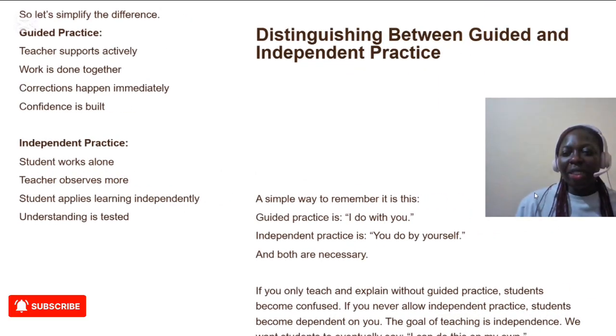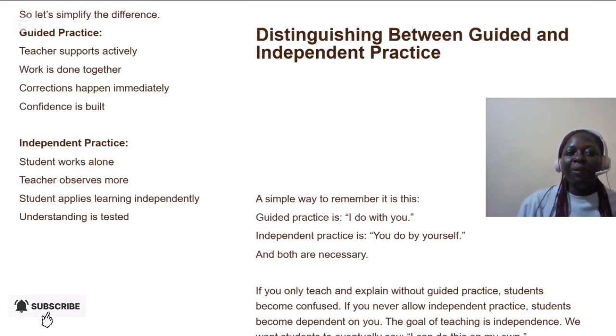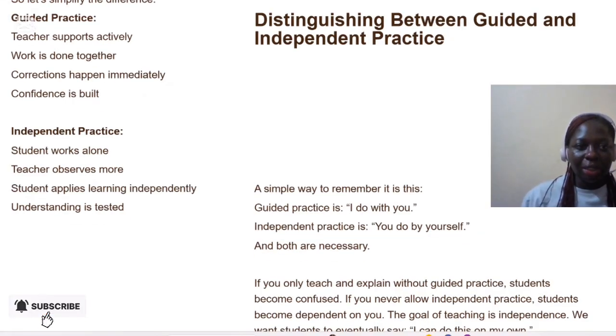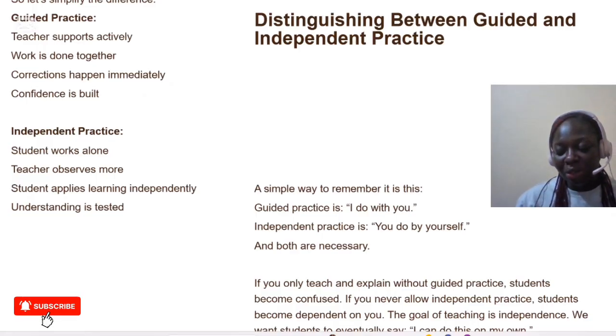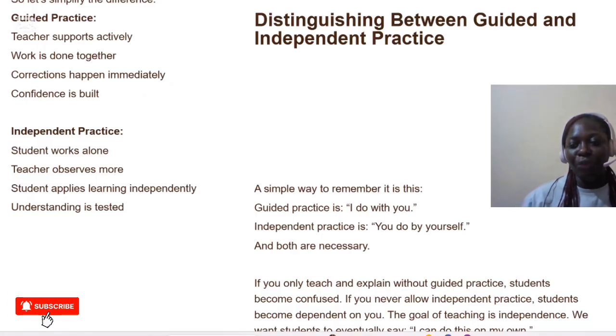So when we're distinguishing between the two, the teacher supports actively in guided practice and the work is done together. And in independent practice, the student works alone, the teacher observes more, the student applies learning independently, and understanding is tested. That's for independent. So if you teach only without explaining, you're not doing a good job. Okay, so you guide when you're teaching, you guide in the guided practice, and then in independent practice, the child does it on their own and you mark and you give feedback.